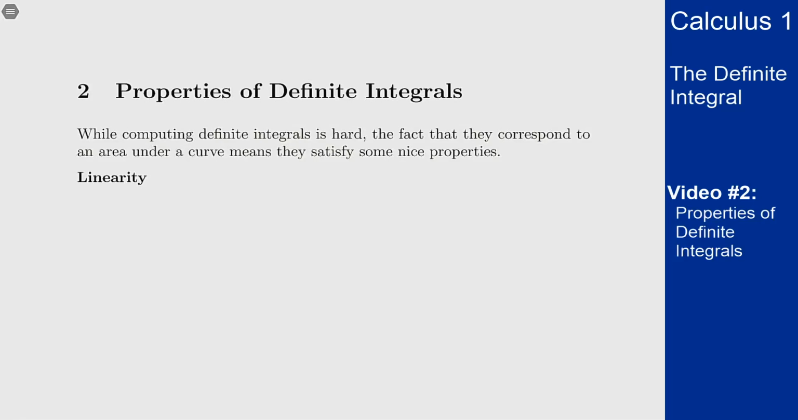In this video, we'll talk about some properties of definite integrals. While it's really hard to find the actual value of a definite integral at this point, we don't have very many techniques to do that. All we have is limits of Riemann sums. The fact they correspond to areas under curves means we have some nice properties we can write about these integrals.